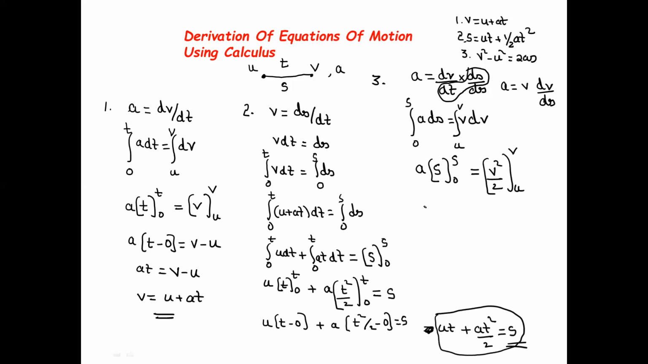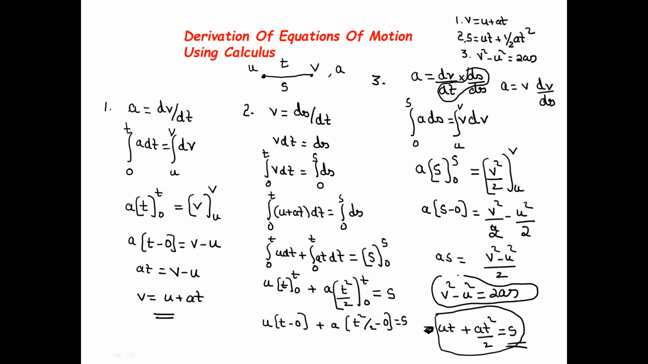Apply the limits. a into upper limit minus lower limit equals upper limit v square by 2 minus u square by 2. So as will be equal to v square minus u square by 2. That is v square minus u square will be equal to 2as. So we derived all the three equations of motion.